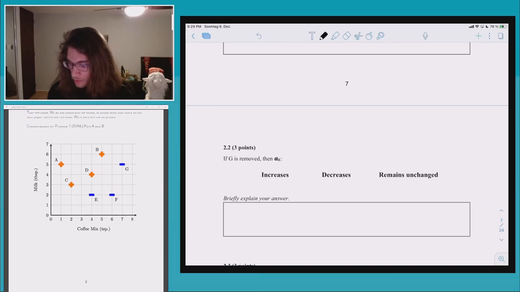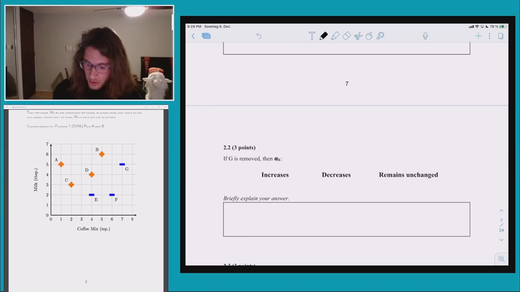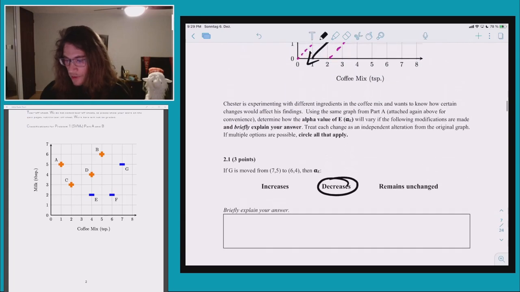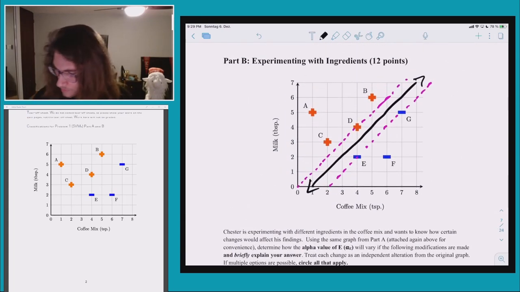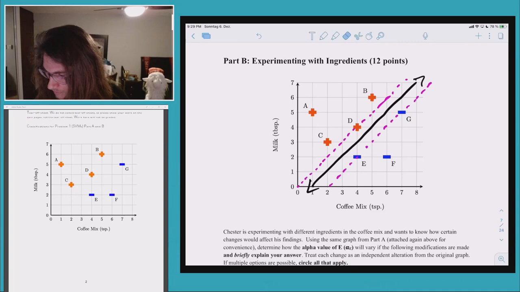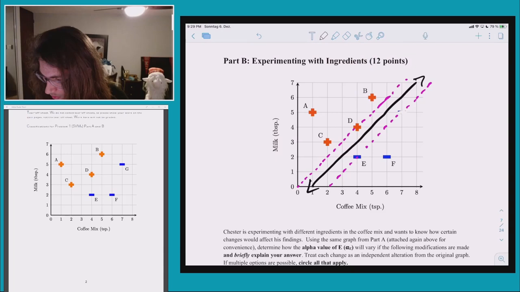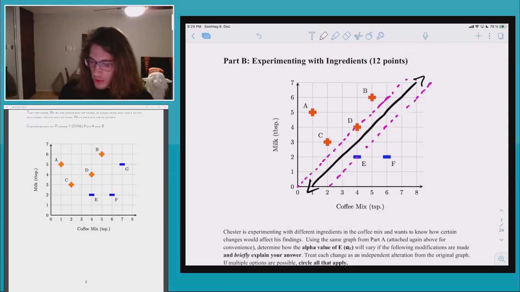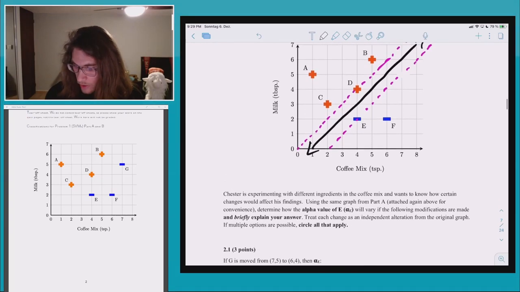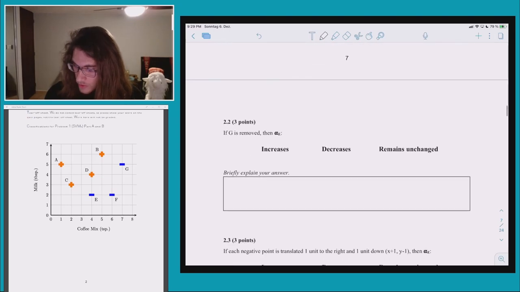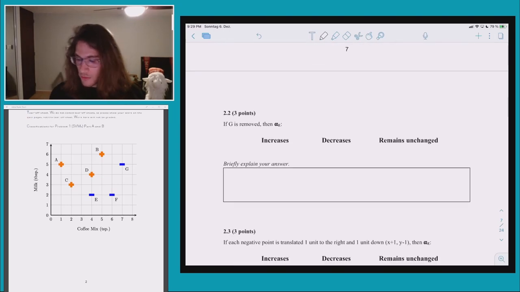So if g is removed, then alpha e... Okay, so let's think about what happens if g is removed. I'm going to color over it in white just to make it a little bit more clear. So this one was actually a very tricky one, and it was trickier than we had intended it to be when we wrote this quiz. And I'll elaborate. This question, so let's suppose alpha g is removed.